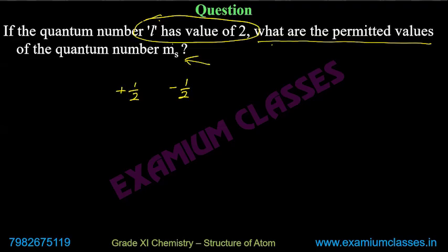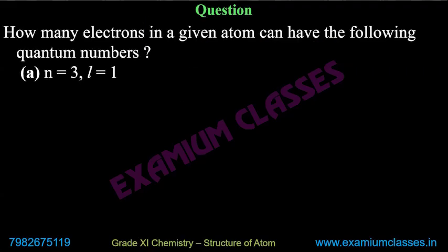Okay, so what I'm getting, you need to read the question carefully. Many students are not just seeing what is asked. Next, how many electrons in a given atom can have the following quantum numbers? These type of questions are slightly tricky. Slightly tricky. How many means you have to find the number of electrons which can have this configuration.